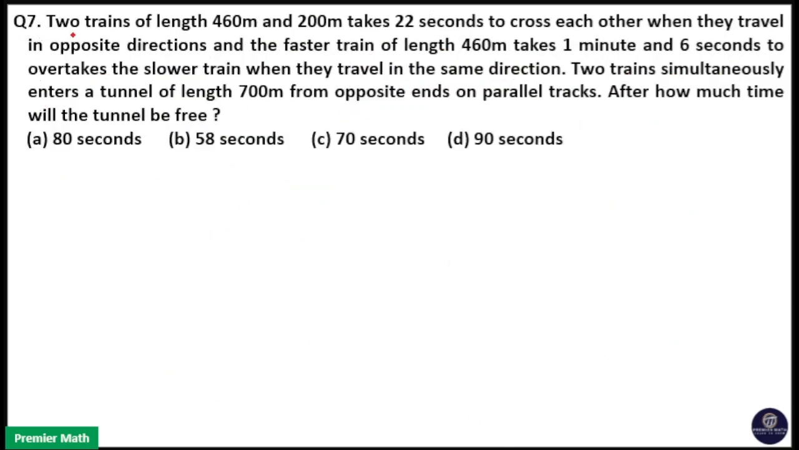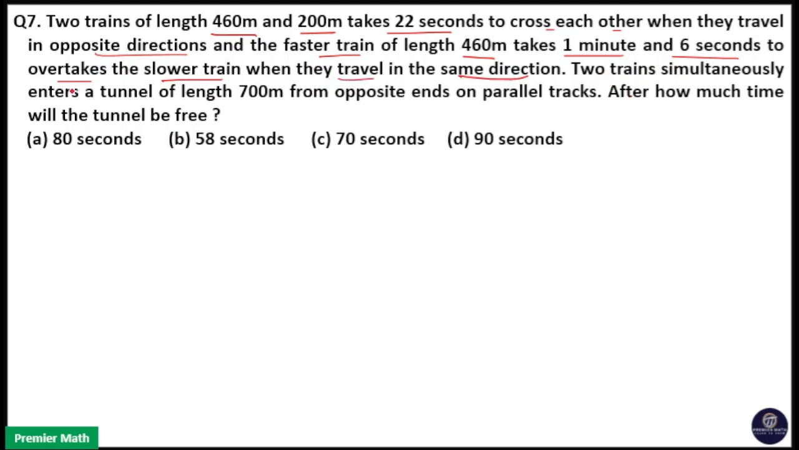Next is question number 7. Two trains of length 460 meter and 200 meter take 22 seconds to cross each other when they travel in opposite directions, and the faster train of length 460 meter takes 1 minute and 6 seconds to overtake the slower train when they travel in the same direction.